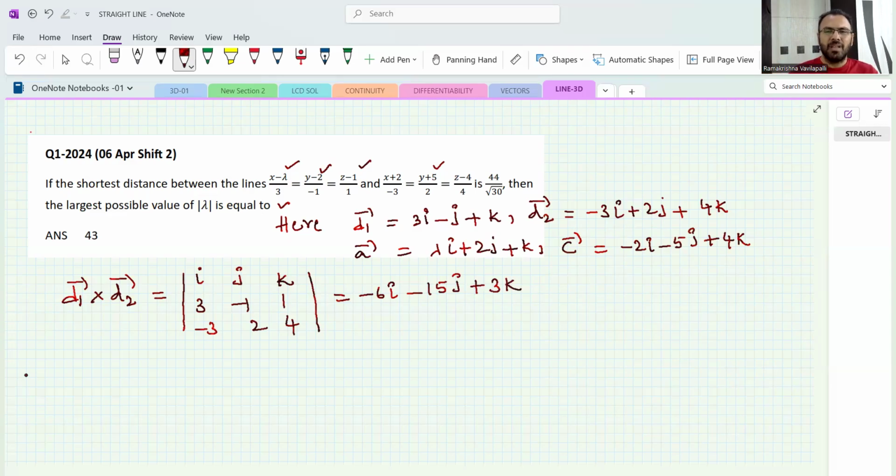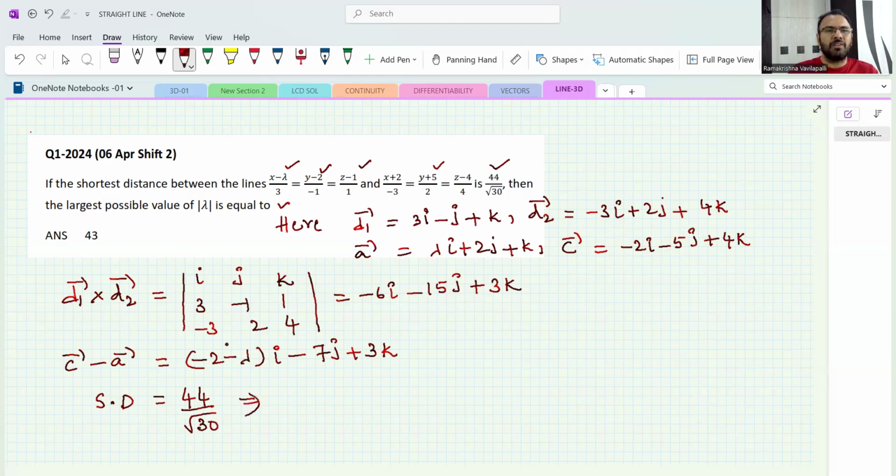Got it? Now what is C bar minus A bar vector? C bar minus A bar vector is (minus 2 minus lambda) i, minus 7j, plus 3k. They have given that the shortest distance is equal to 44 by root 30.